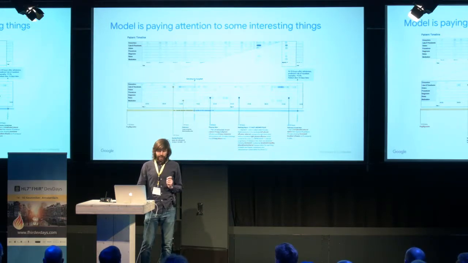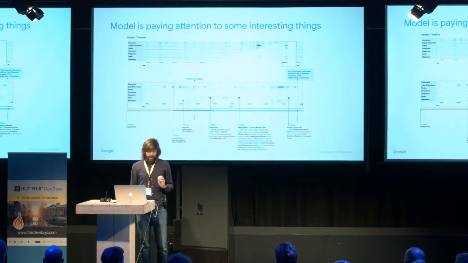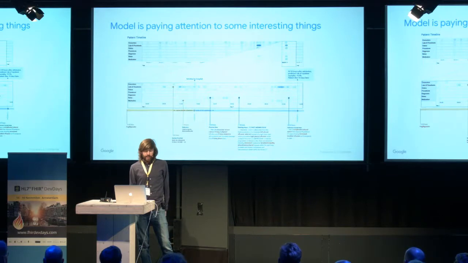So in this particular case, we have a mortality prediction where we're trying to predict: is this patient going to pass away in the hospital during this encounter? And the features that are important according to the model are highlighted in red here.